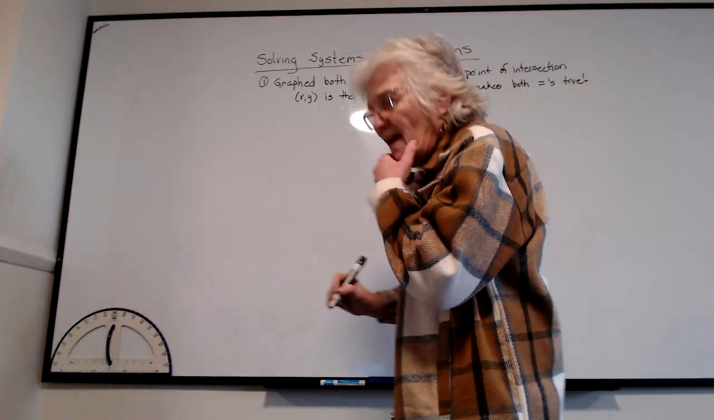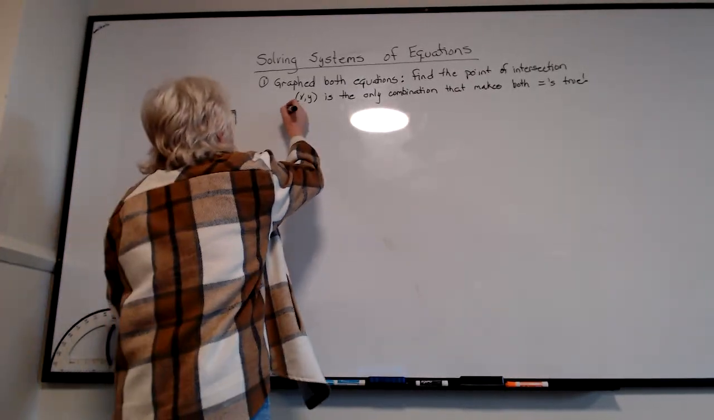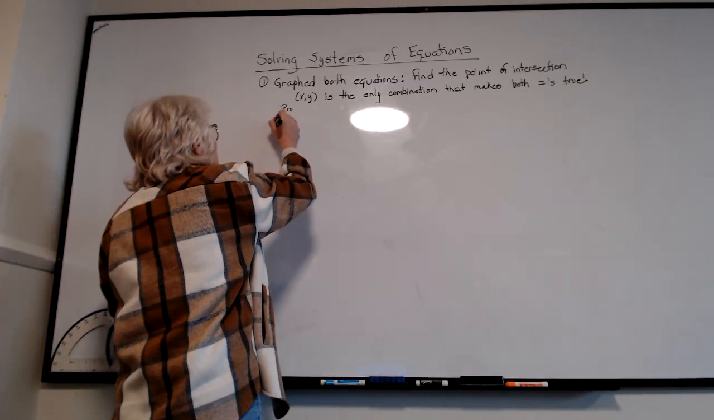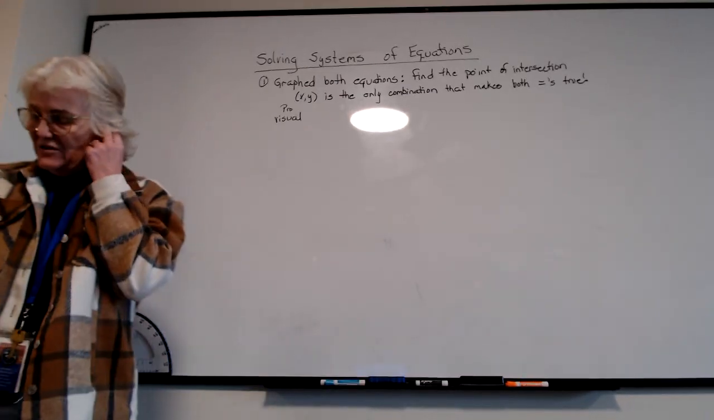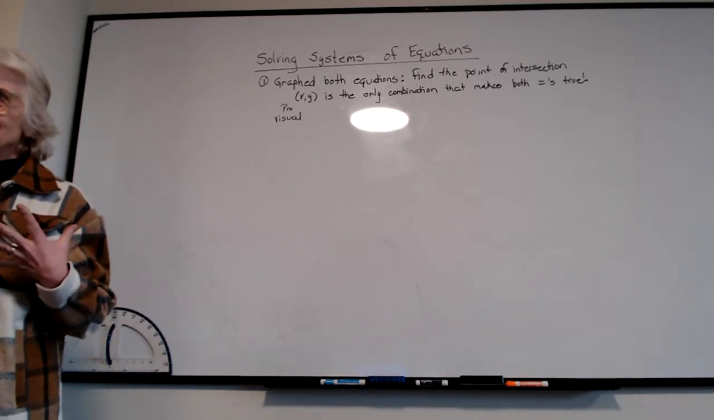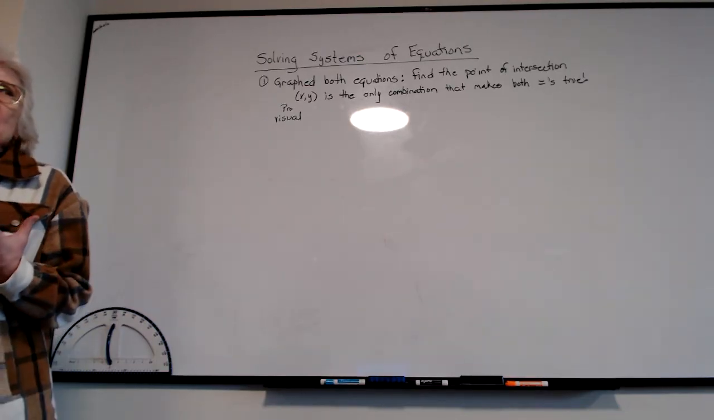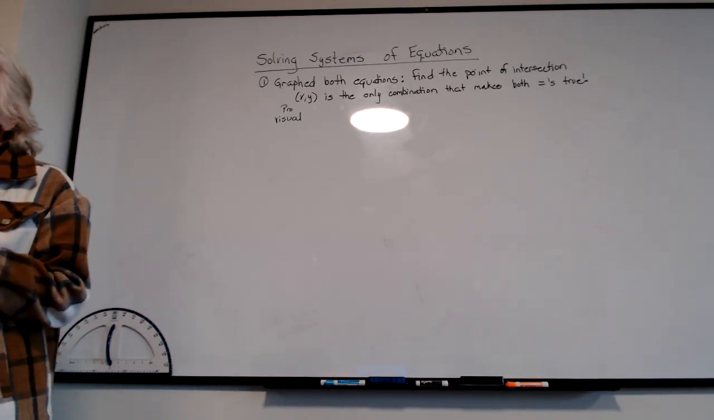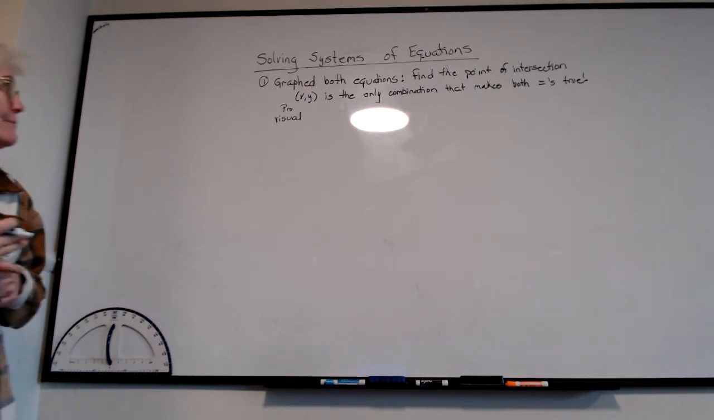It's a nice visual. Its pro is that it's visual. It gives you practice graphing, but you see what you're actually finding. You can see that what you're finding is the point where they intersect, which is on both lines, so it makes that equation true.